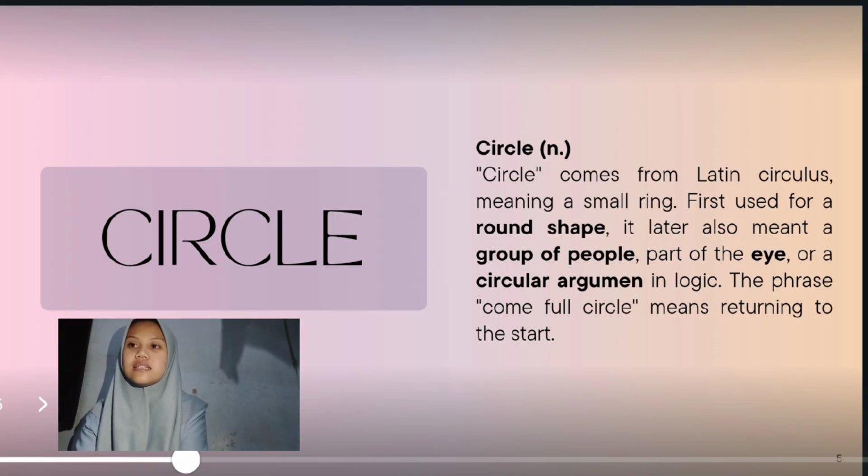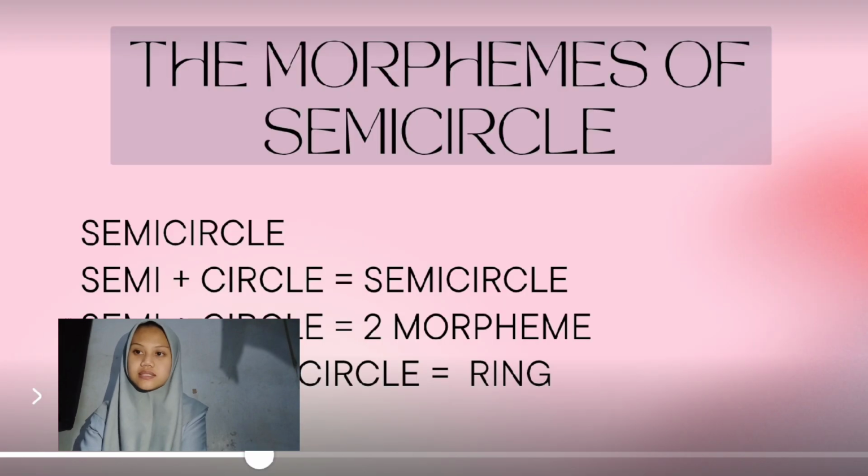Circle. Circle as a noun comes from Latin circulus. The meaning of circle is a small ring. First used for a round shape, it later also means a group of people, part of the audience, or a circular argument in logic. The phrase come full circle means returning to the start.